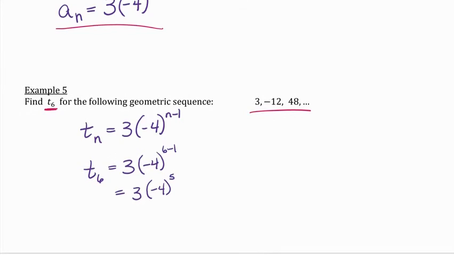Use your calculator here. Do your exponent first. So do -4 to the 5th power. That's going to give you a negative number. And then that negative number times 3 will give us our 6th term, which is -3,000.